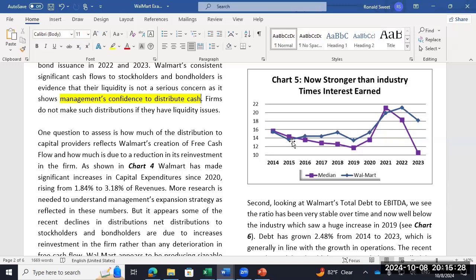The median is the industry average. It's the industry median, actual median. I don't use averages because they're skewed, so I use the actual 50th percentile. 50% of the firms are above that and 50% are below that.